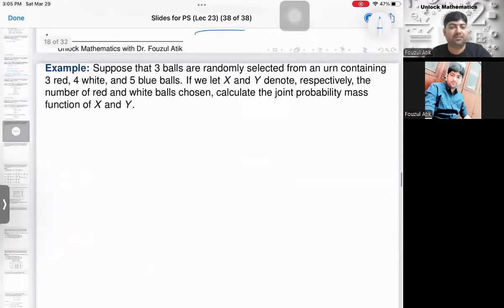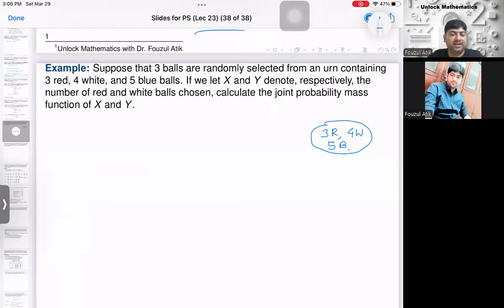Now let us solve one example. Suppose that 3 balls are randomly selected from an urn containing 3 red, 4 white and 5 blue balls. Right? The urn contains 3 red balls, 4 white balls, and 5 blue balls. And you have selected 3 balls from this urn. So how many ways can you do it? There are 5 plus 4, 9, plus 3, 12 balls. You have selected 3 balls. How many ways can you do it? 12C3 ways. Okay. Keep this in your mind.